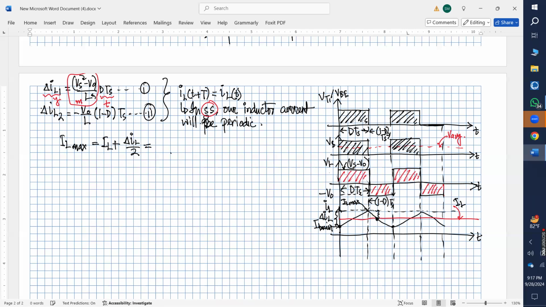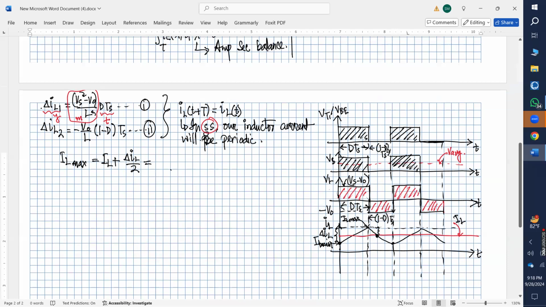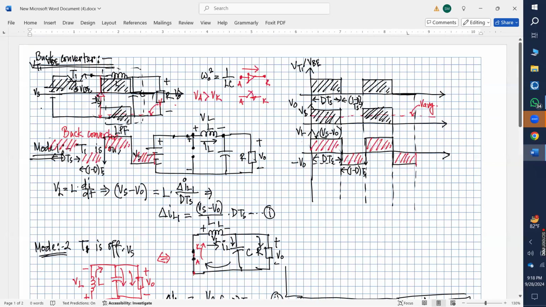So del IL, this positive slope and the negative slope, this time this is half of the total length. So you can either choose the positive slope one or the negative slope one. In your book, they have chosen the negative slope one, so I am just going with the book. But if you consider the positive or the charging slope here, the magnitude will give you also the same value.